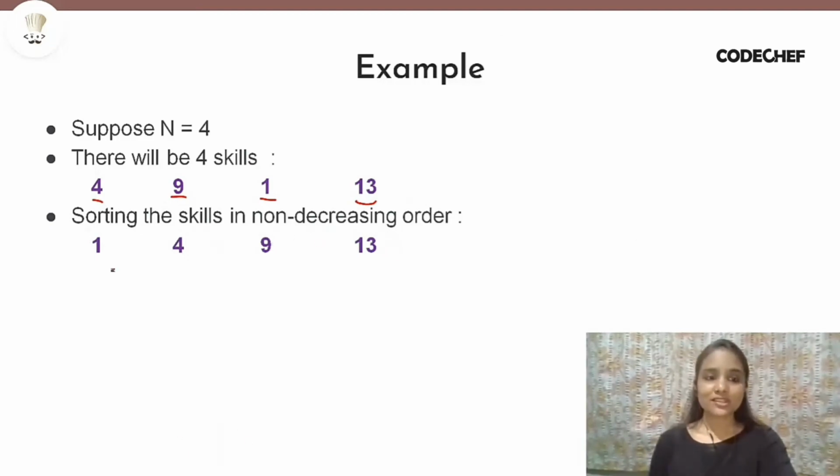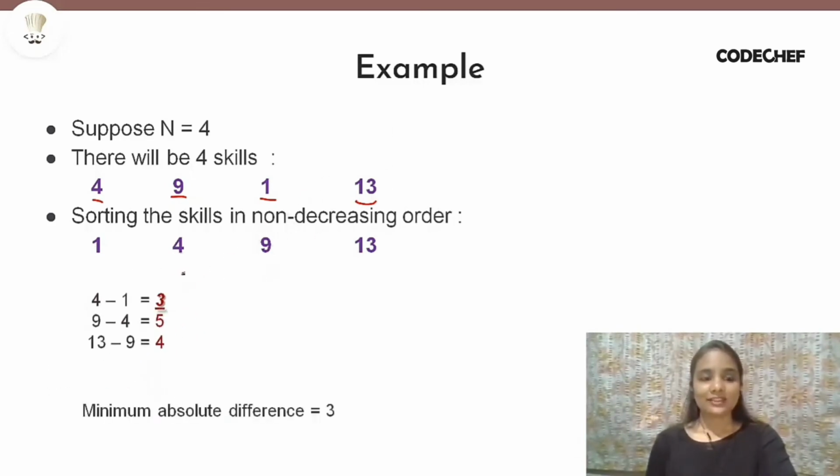Now what we need to do is just calculate the difference between the adjacent skills. So see, we have calculated the difference between adjacent ones. 4 is adjacent to 1, so 4 minus 1, 3. 9 is adjacent to 4, so 9 minus 4. 13 is adjacent to 9, so 13 minus 9. And from all these, we have come to the conclusion that 3 is the minimum absolute difference. 3, 5, 4, which is minimum, 3 is minimum. So that is our answer. This 3 is our answer.